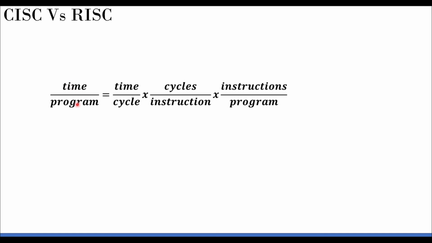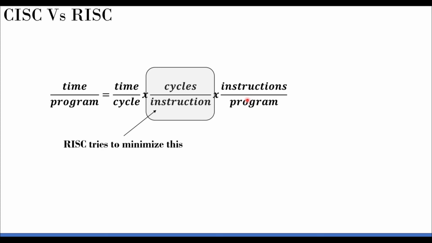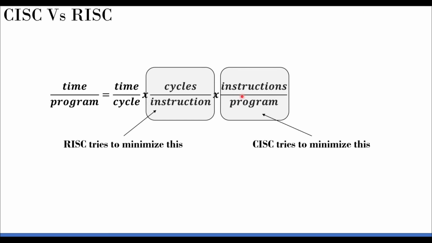Time per program can be split like this. You write a program that has so many instructions, each instruction takes so many cycles to execute, and each cycle takes some time. That's the literal split you have. RISC is about smaller instructions, so it is about how fast you can execute those instructions so that the overall program time is not compromised much. On the other hand, CISC is trying to minimize this.